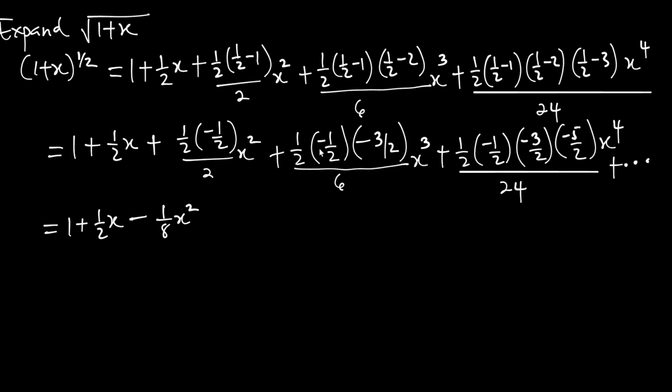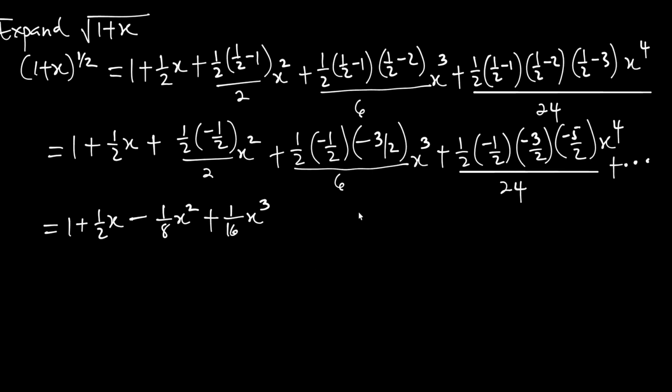Let's come here. Negative is positive times plus is plus. So we have a plus. 1 times 3, that is 3, right? So let me just do that here. So we have a 3. Then 2 times 2 times 2 is 8. Now when you divide that by 6, you have 3 over 48, right? So this goes to 1 over 16. So we have 1 over 16 x to the power of 3.